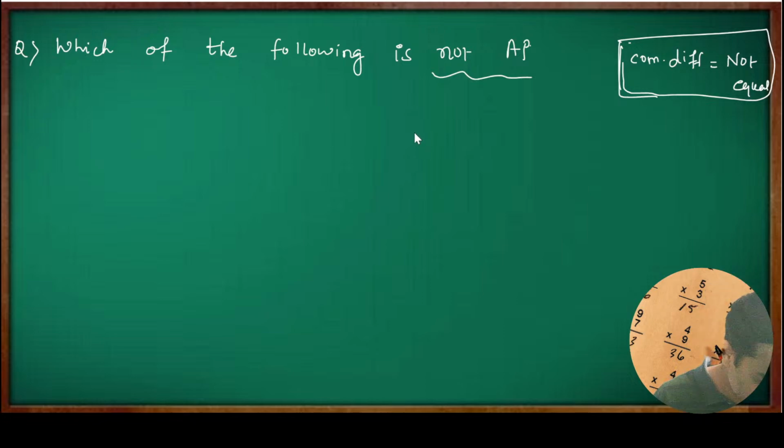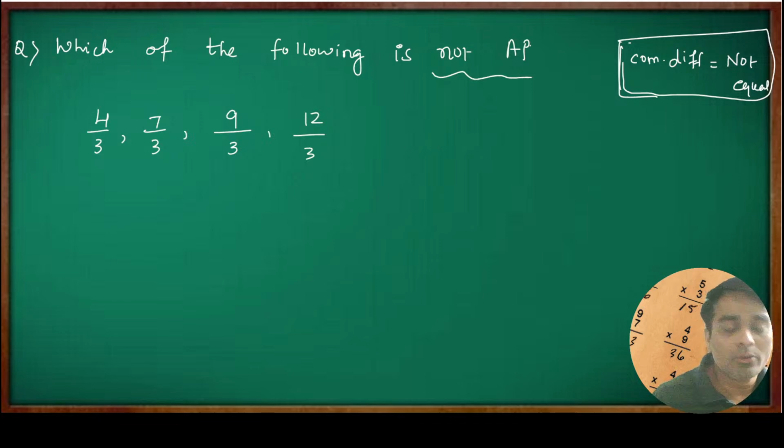So now say for example 4 by 3 is given to you, then 7 by 3, 9 by 3, then 12 by 3 is given to you. Other than this, there are 3 more options given. Why I took this? Because I just want to show you the concept behind this. So this is our term 1, this is our term 2, this is our term 3, and this is our term 4. You can also name it as A1, A2, A3 like this also.